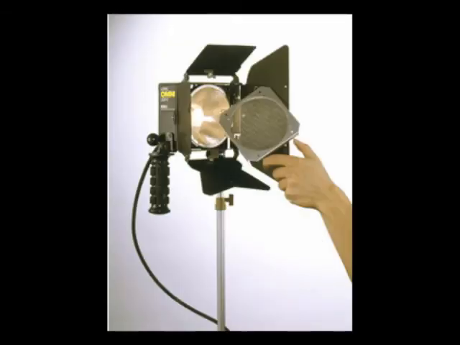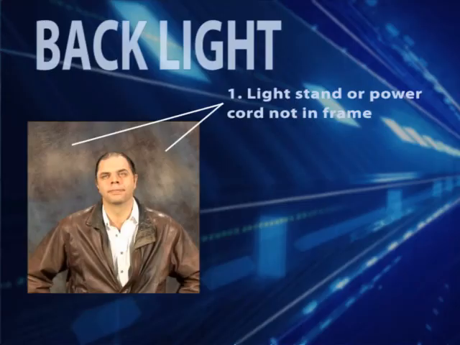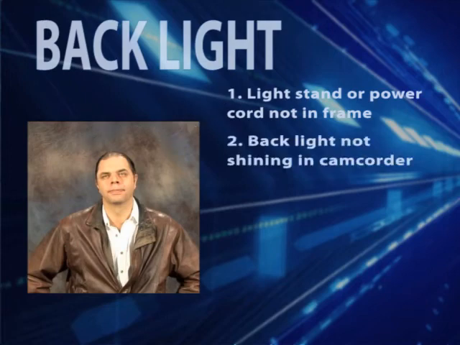The backlight can be hard or soft, but usually needs focusing implements like the barn doors on this Lowell Omnilight. These allow you to shape the direction of the lighting. Generally, the power should be between 20 and 50% of key light intensity. When placing your backlight, make sure the light stand and power cords are not in the frame. Then check that the light doesn't shine into the camcorder's lens, which will create a lens flare.